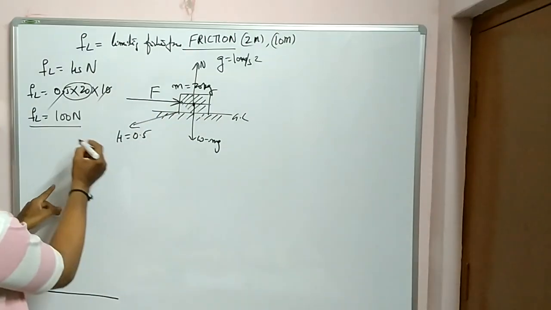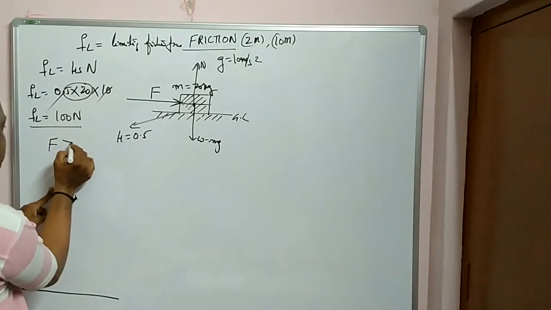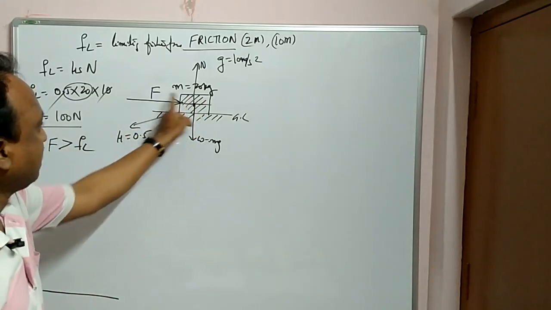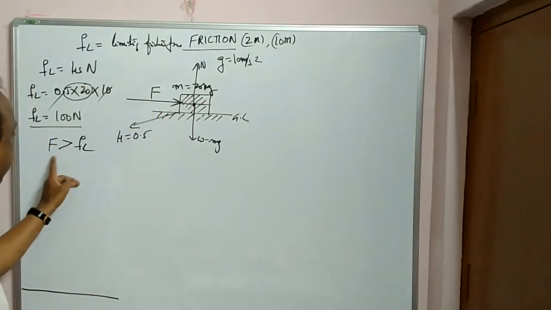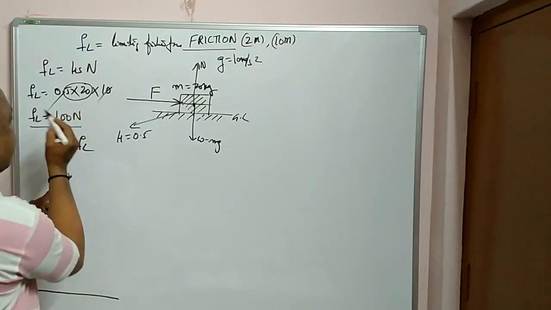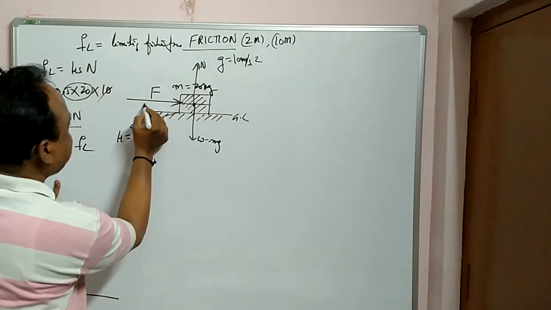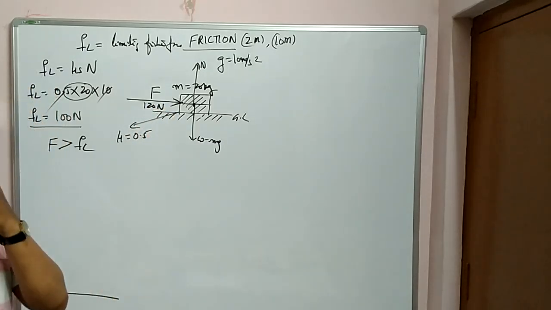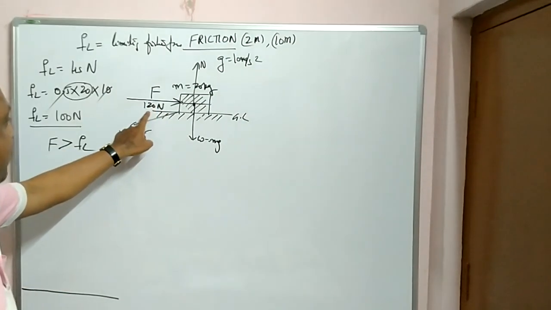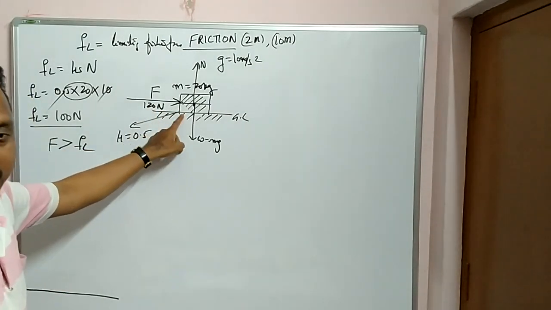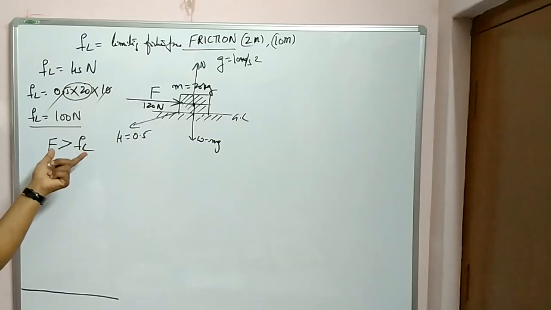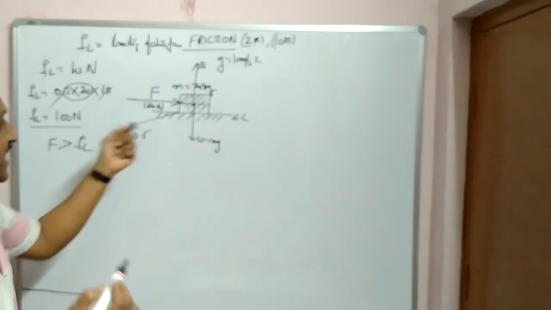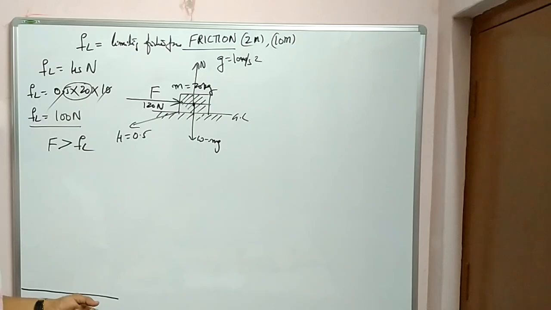So applied force should be greater than F limiting. Please make a note: whatever the applied force is, it should be more than F limiting. So how much should it be? Since 100 is the limit, for example say this force is around 120 newtons. If 120 newtons is applied on this block, the block will try to move. It will have some acceleration. Are you following the point here?